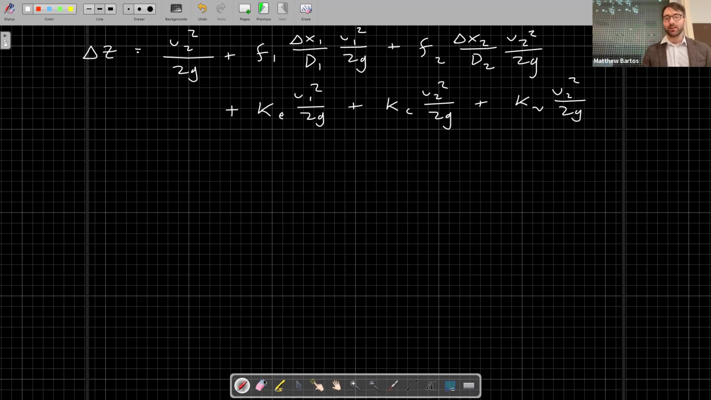So I'm going to go ahead and make a quick rearrangement here just to simplify things. I'm going to take this delta Z and subtract it from both sides. So we'll end up with 0 is equal to negative delta Z plus this entire expression here.